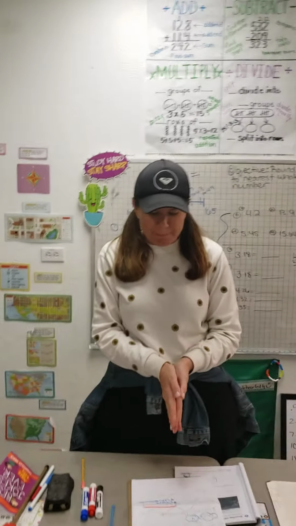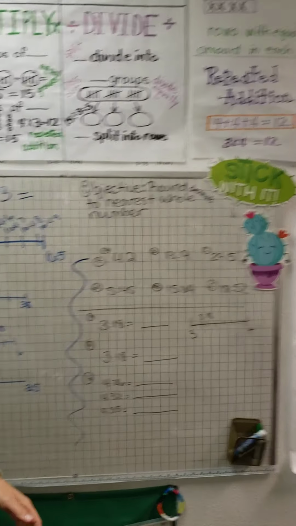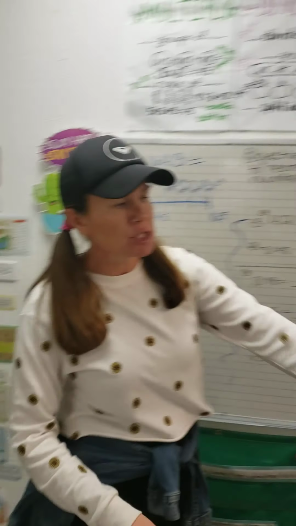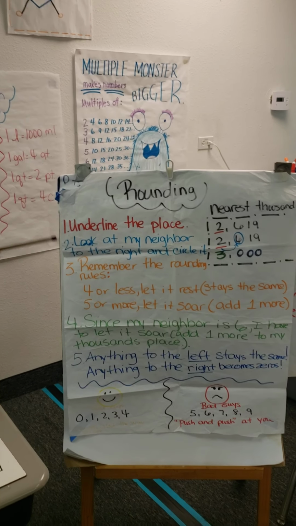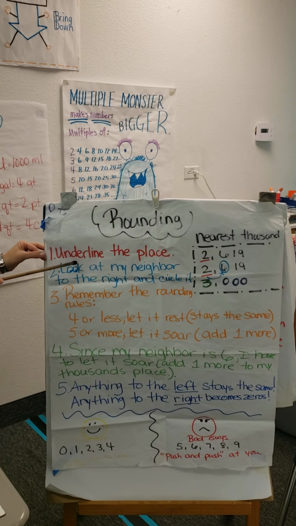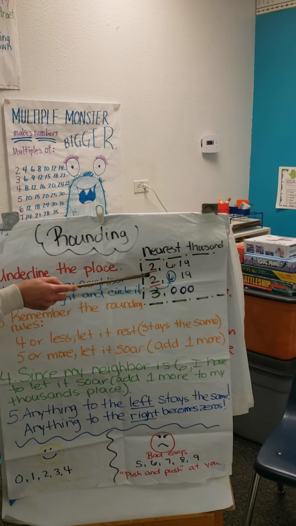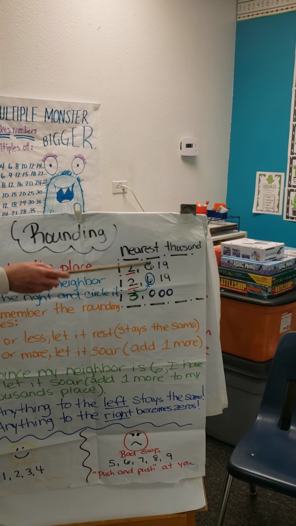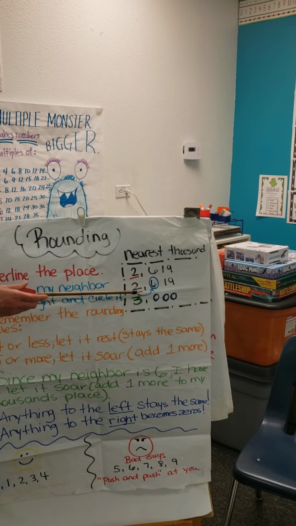All right, so before we get into our objective for today, which is to round decimals to the nearest whole number, I just wanted to review the rules for rounding numbers in general. So the first thing you're going to do is look at the place that you're going to round. So for this one, we're going to round to the nearest thousand. So we would underline this digit. Then we look to the right, and this is the determining digit for our rounding.